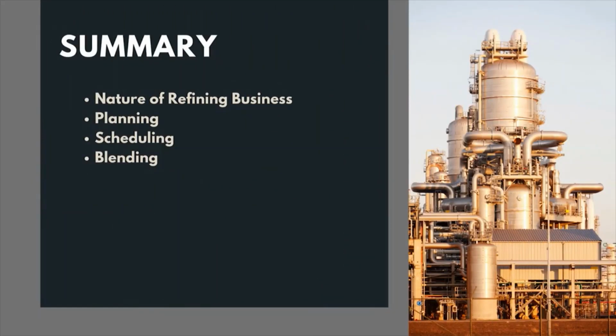So today we have discussed at a high level the key important activities with respect to the supply chain of petroleum products. Before getting into that, we tried to understand the nature of the refining business, how complex it is, and how complex the supply chains are. Then at a high level, we discussed planning, scheduling, and blending, and how these activities are interrelated with each other.